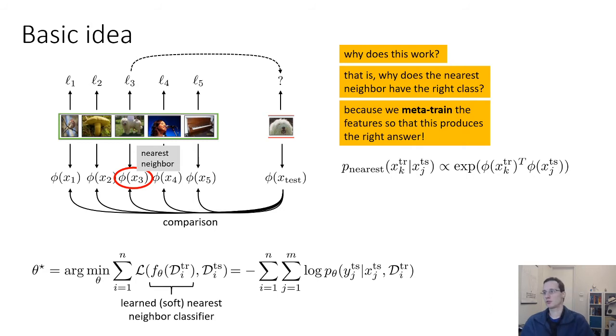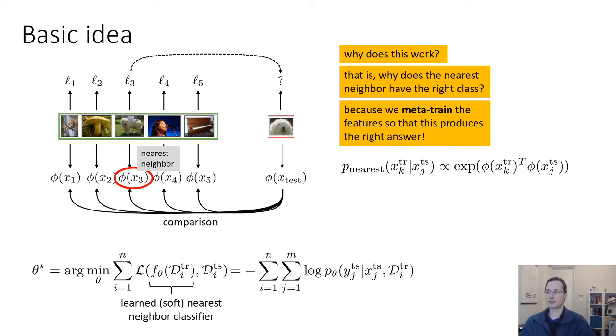And to actually define this log probability, here's what we're going to do. We're going to define this p nearest quantity. P nearest is the probability that the training point xk train is closest to the test point xj test. And it's going to be proportional to the exponential of phi xk train transpose phi xj test. It doesn't have to be a transpose, it could be Euclidean distance or it could be cosine distance. But the point is that it's some measure of how similar phi xk train and phi xj test are.